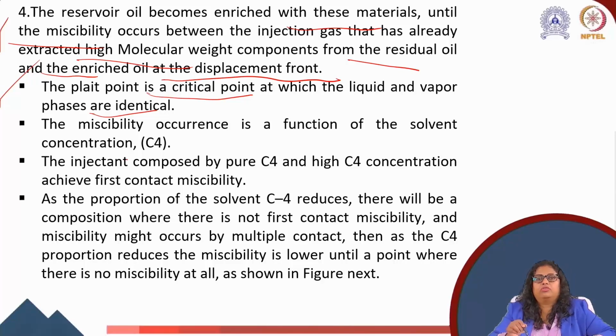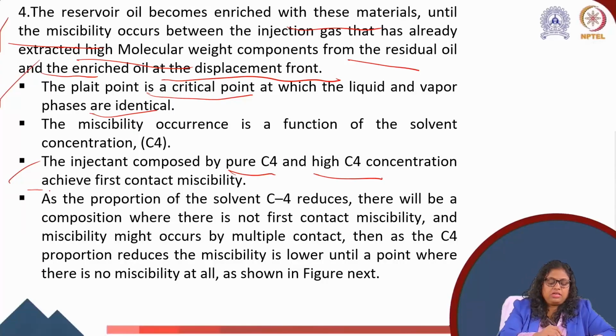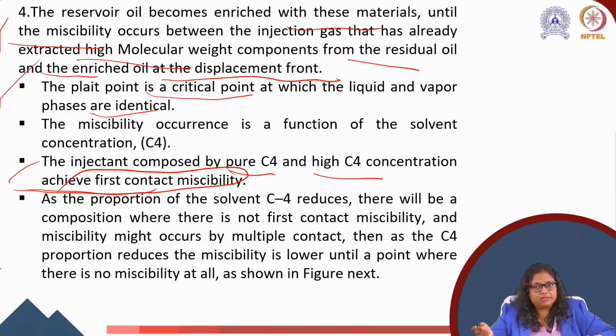Miscibility occurrence is a function of the solvent concentration, and an injectant composed of pure C4 and high C4 concentration achieves first contact miscibility. If we have an injectant composed of methane and high C4 concentration, it will achieve first contact miscibility. But here, when we are injecting the lighter component C1, we have multiple contact miscibility.